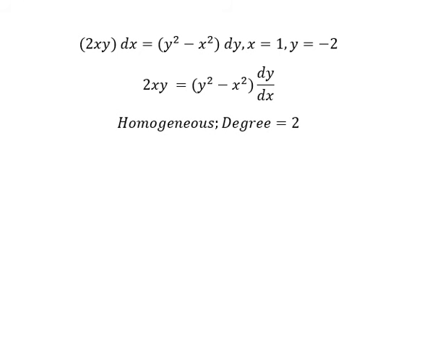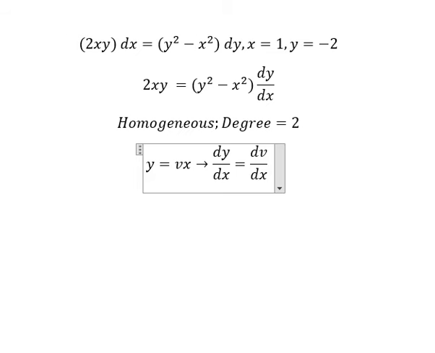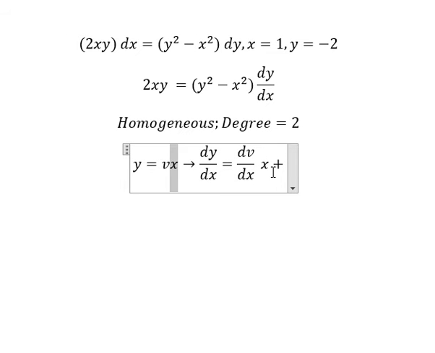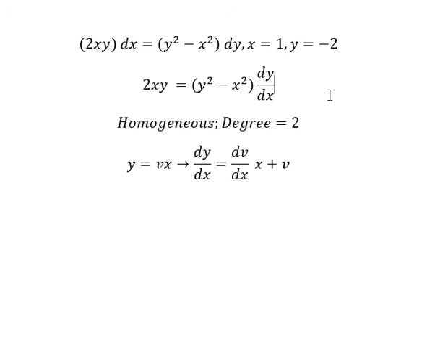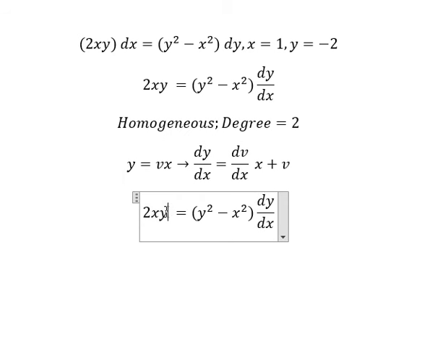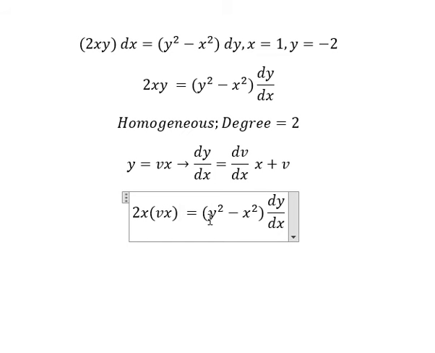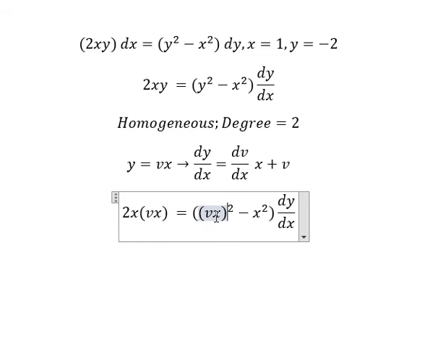So I will put y equal to vx. Next, we need to take the first derivative of the function for both sides. The first derivative of v, we have dv over dx multiplied by x. The first derivative of x, you get v. So y, we need to change to vx. Similar for this one. dy over dx, we change by this one.